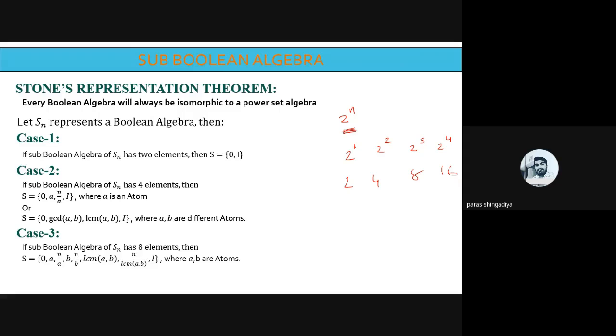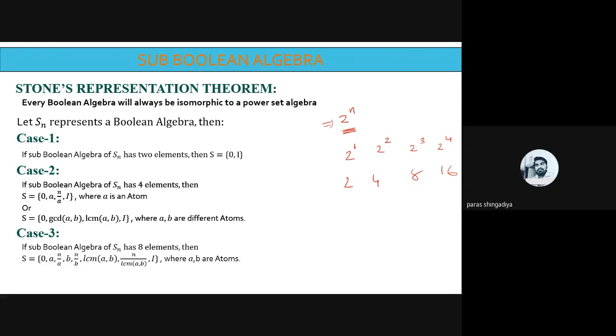So if the set satisfies all the conditions of a Boolean algebra, then it contains this type of elements. Either it is 2 elements, 4 elements, 8 elements, or 16 elements. It never will be 6 elements. We cannot say a set containing 10 elements is a Boolean algebra. So if it is a Boolean algebra, it always contains 2 raised to n elements.